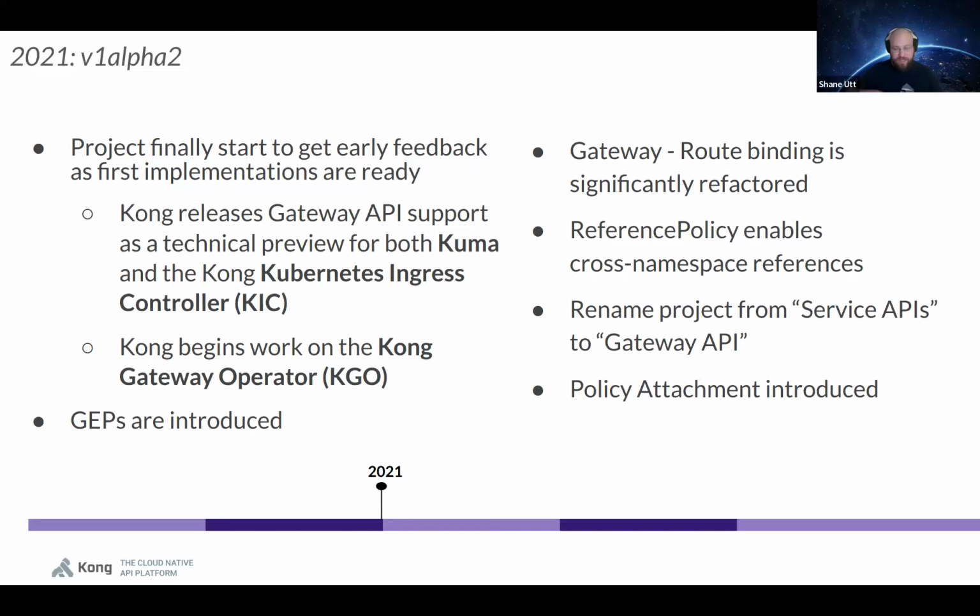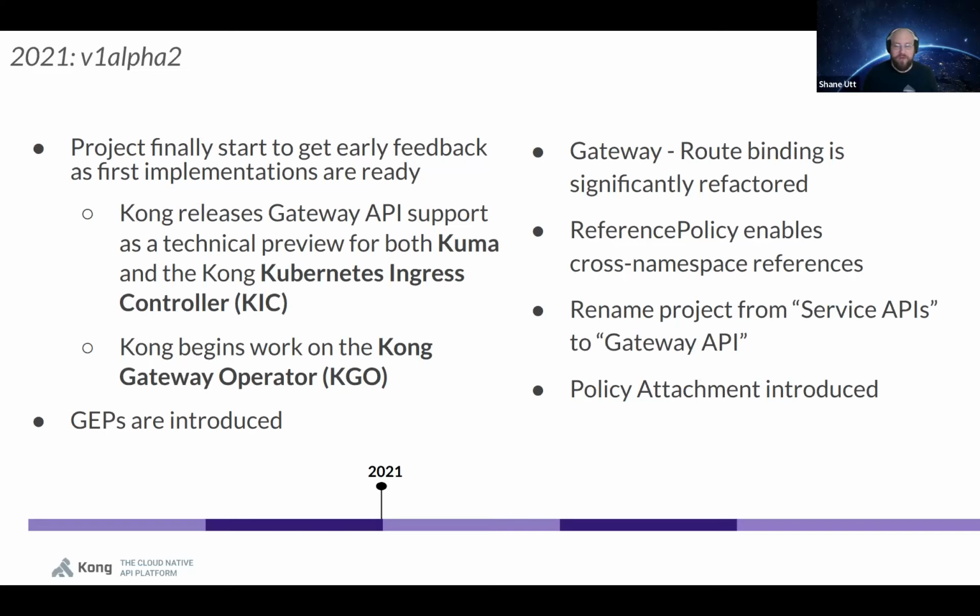So Gateway API was the initial API that is used, and that actually recently released. GEPs were introduced, and that is the Gateway Enhancement Proposals. It was basically a lean version of the upstream Kubernetes enhancement proposals. Let's talk a little bit more about how GEPs play a role in our development over the years. Gateway route binding was all refactored. Basically, Gateway got a huge refactor for this release.